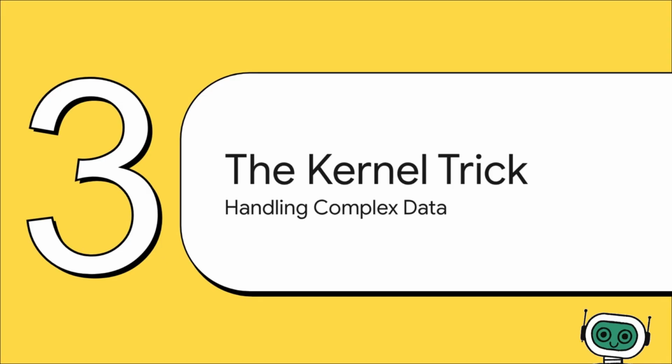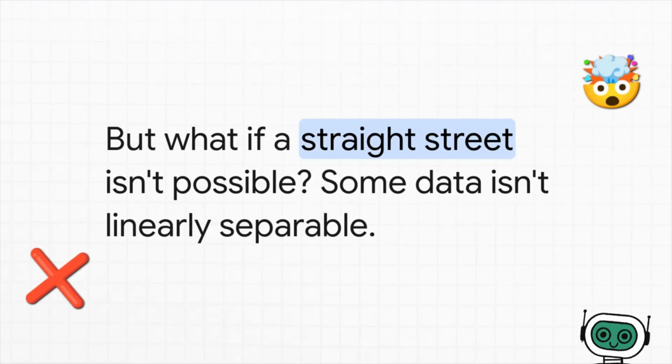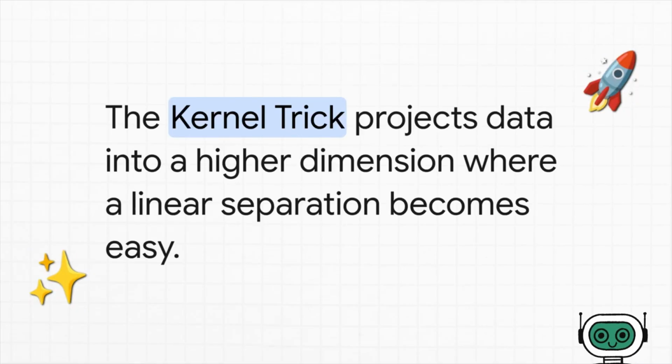Now, this widest street approach is fantastic when your data is cleanly separable. But what happens when the real world gets messy? Take a look at this. We've got a cluster of blue dots completely surrounded by green dots. There is no straight line, no straight street that can separate these two classes. A simple SVM would just fail here. This is where SVMs have a really clever ace up their sleeve called the kernel trick.